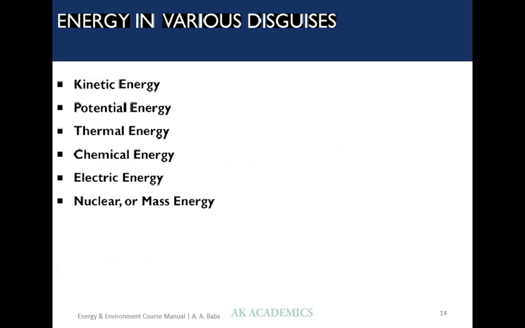Energy comes in various disguises. That simply means there are different forms of energy. The forms of energy, or the various disguises of energy that we have, are listed here. We've got kinetic energy, potential energy, thermal energy, chemical, electric, and nuclear or mass energy. We will look at each of these forms of energy one after the other very briefly, and then we'll move on from there.